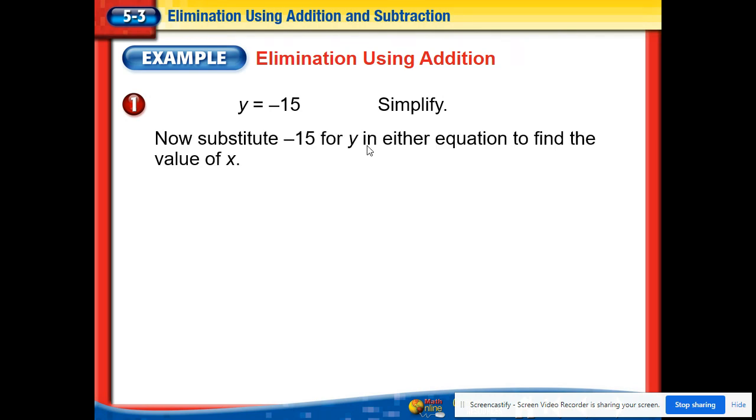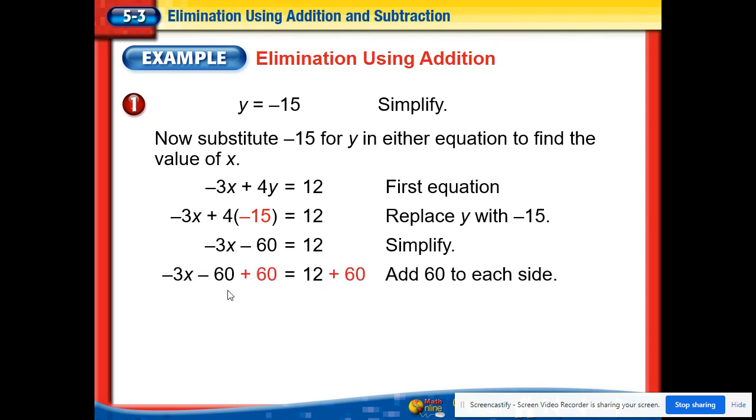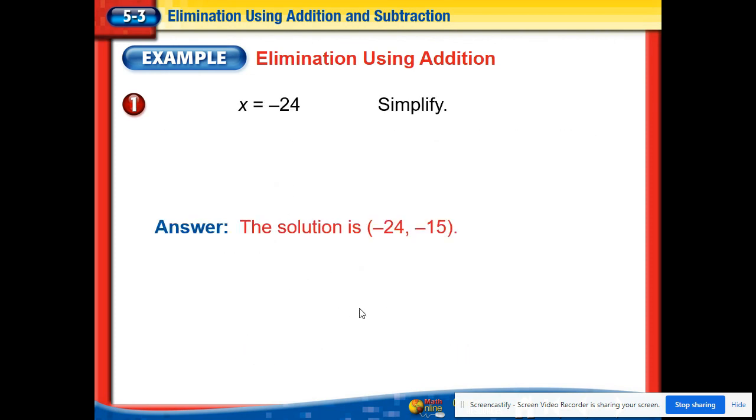So we're going to put negative 15 into either equation. Here's just one equation, put negative 15 in. So we have negative 3x minus 60 equals 12, and then it's just solving this. So plus 60 to both sides, negative 3x equals 72, divide, and we get negative 24. Negative 24, comma negative 15.